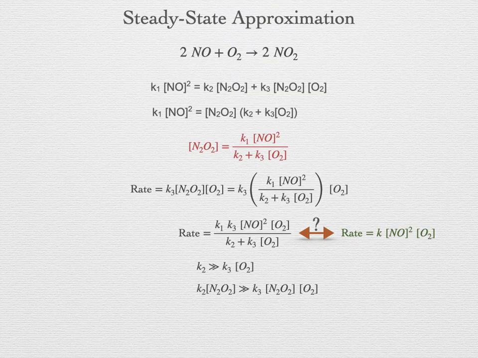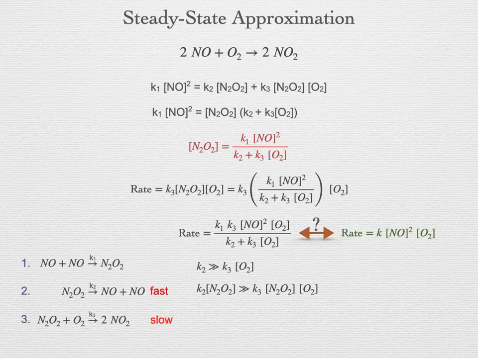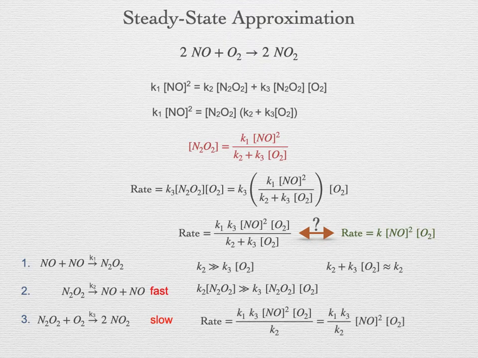So what would happen? Well, if K2 is very much larger than K3 times O2, then adding K3 times O2 to it will not change it very much. We conclude that K2 plus K3O2 is essentially just K2. Substitute the approximation in the denominator, the K3O2 term then disappears, and we obtain some constant times NO2 squared times O2, which is identical to the expression we find by using the rate-limiting step approach.